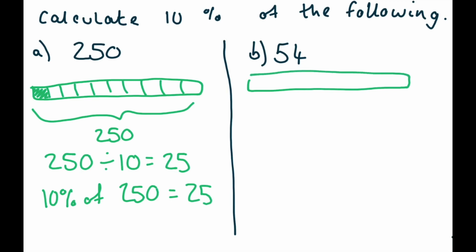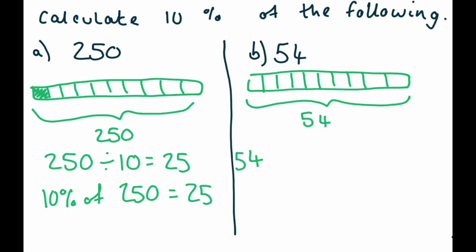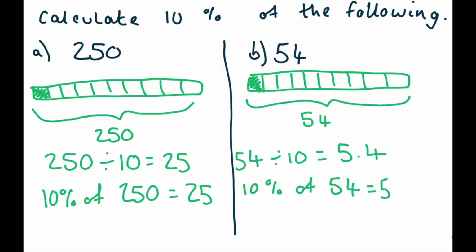Next we've got find 10% of 54. So again, I'm going to draw my bar, and this time my bar is worth 54. And again, I'm just going to split that into 10. So I need to find out what each of those boxes is worth, so I'm going to do 54 divided by 10. And that gives me 5.4. So remember that means that each box is worth 5.4. Now again, I just want one of these boxes, so I'm finished there. I can just do 10% of 54 is the value of one of those boxes, so that is 5.4.